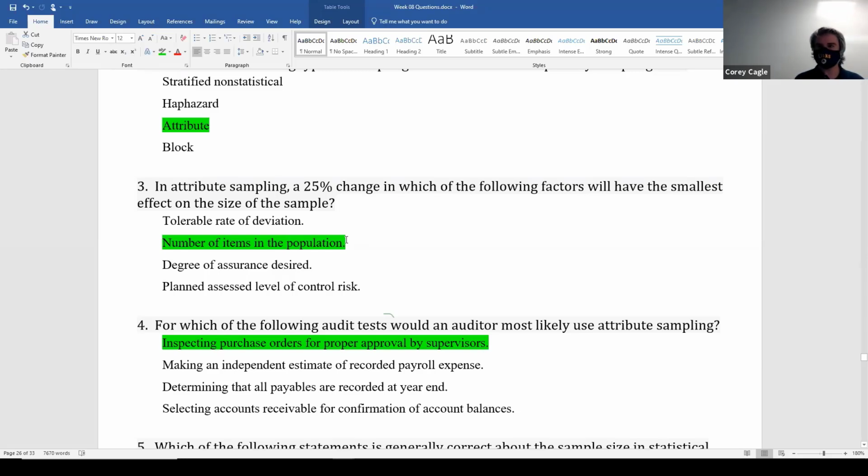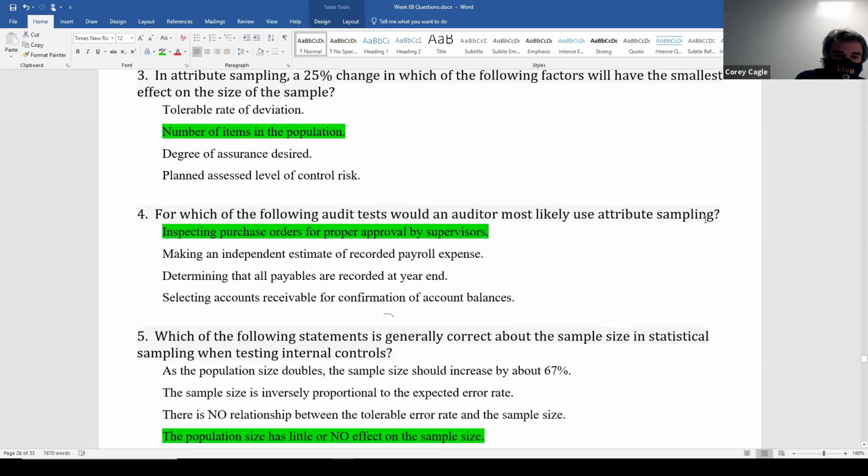What 3 things do we say had a big effect? Tolerable rate of deviation, degree of assurance desired, planned assessed level of control risk. Different ways of saying the 3 things that we said, but yeah. The number of items in the population would have the smallest effect on the sample size.